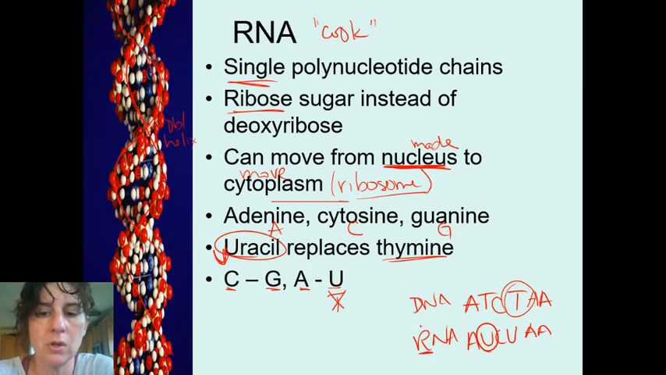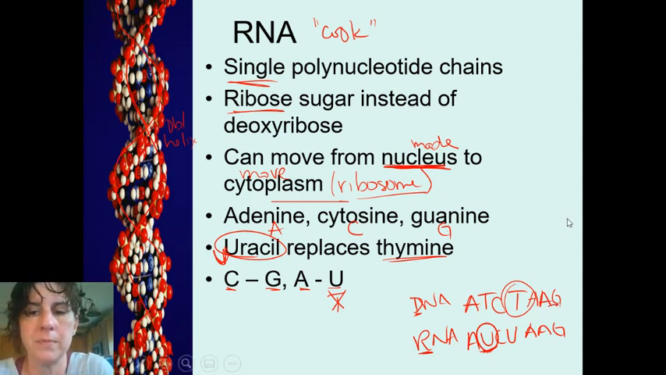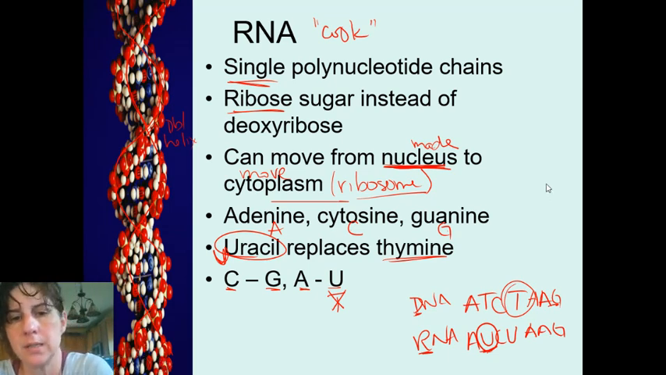RNA has ribose sugar. DNA has deoxyribose sugar. RNA has A, C, G, and U, whereas DNA has A, T, C, and G, right? The T's and the U's are swapped out for those two. DNA is a double ladder, RNA is a single ladder. So those are differences in there.